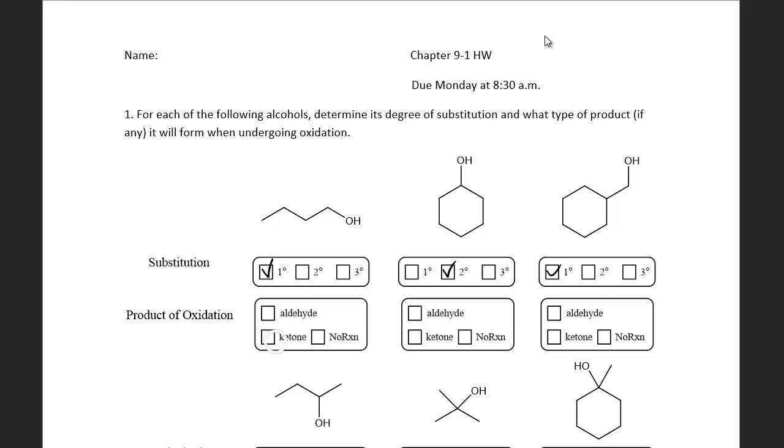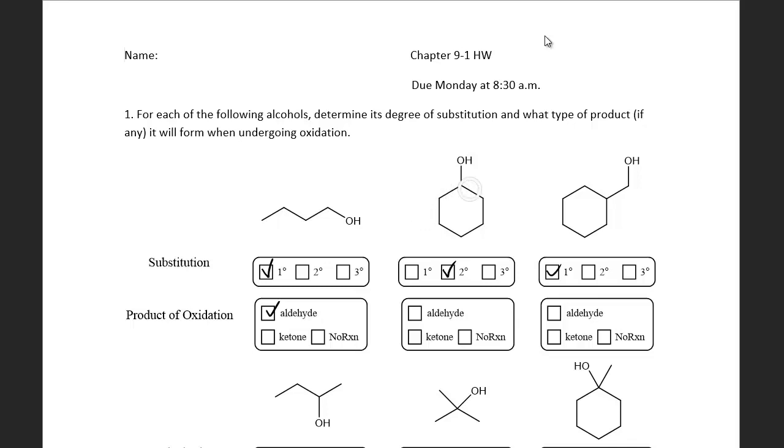Alright, and then the product of the oxidation reaction, this is interesting because if we fully oxidize a primary alcohol, it will form a carboxylic acid. Since we don't have that option, this can't form a ketone for sure, so when we form our double bond right there, we only have one carbon attached to it, so this has to be an aldehyde functional group. Again, if we had a strong enough oxidizing agent, then the best answer here would be a carboxylic acid.